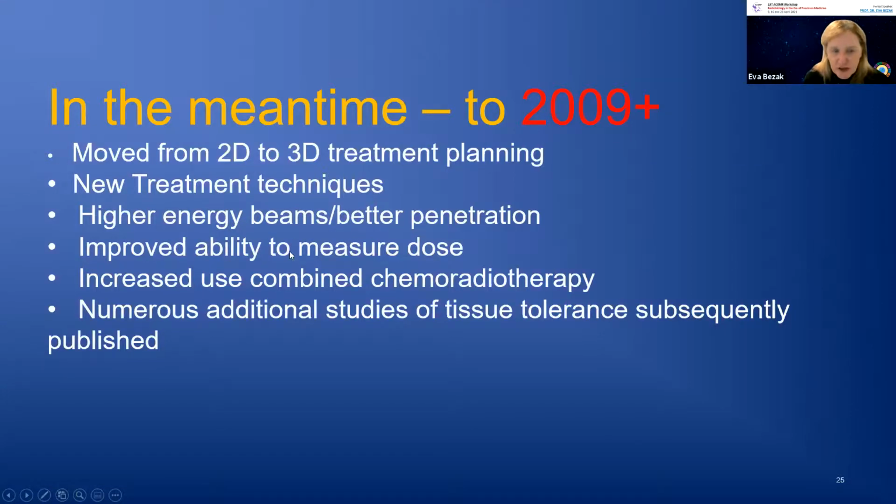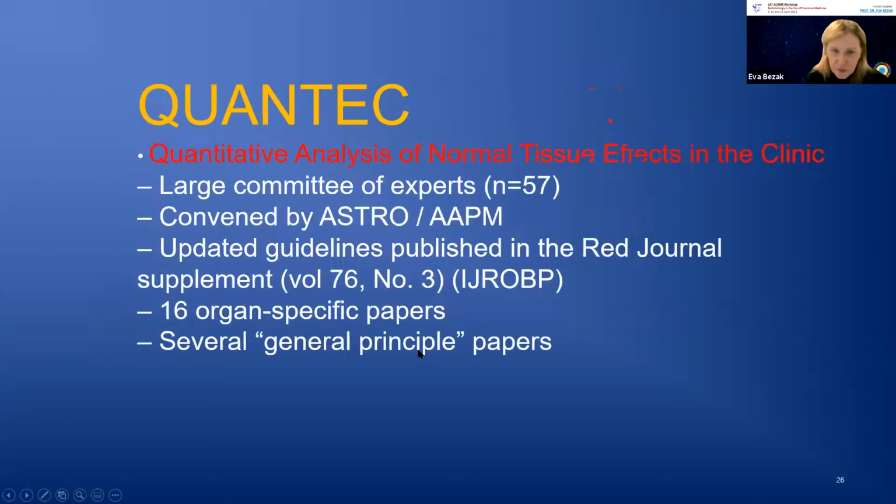We have much better calibration protocols and ability to measure the dose. We now use increasingly combined chemoradiotherapy. And we have many more data nationally and internationally that report on tissue tolerance. As a result, a special expert group known as QUANTEC, which is an abbreviation for Quantitative Analysis of Normal Tissue Effects in the Clinic, has been founded.